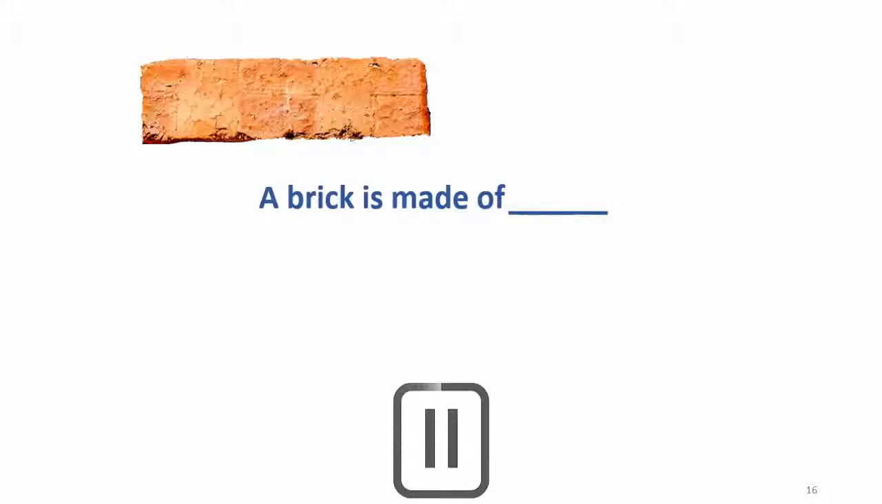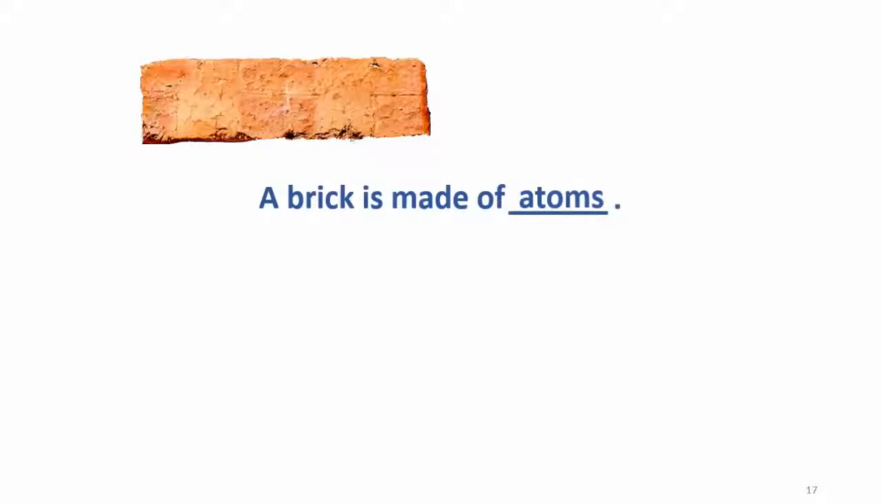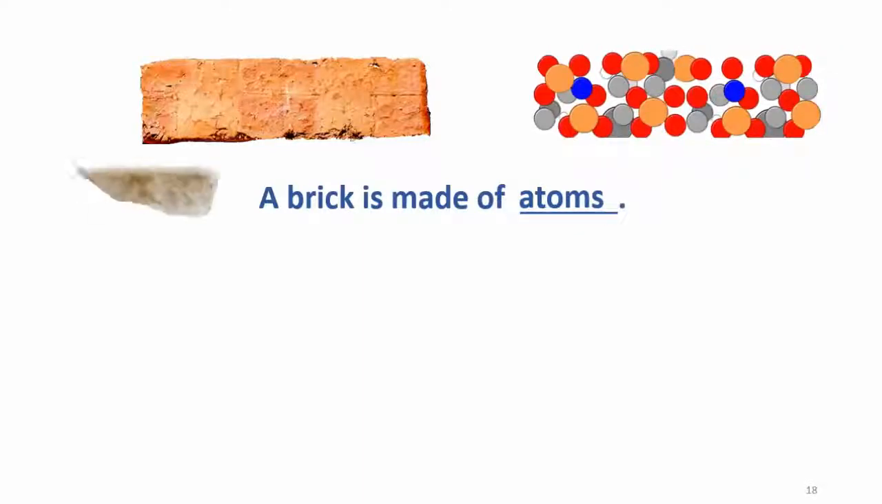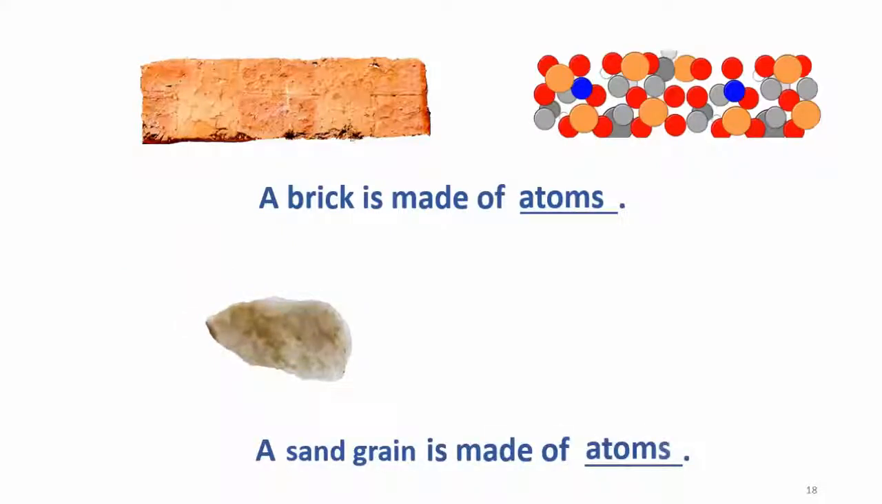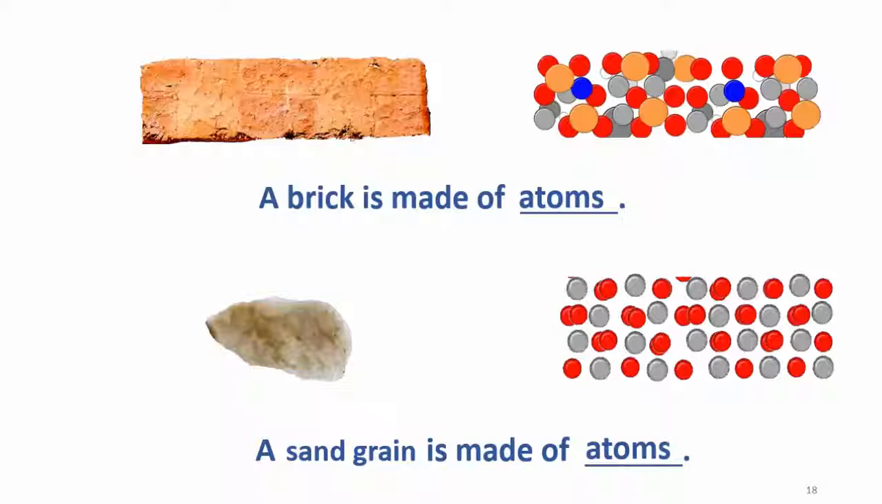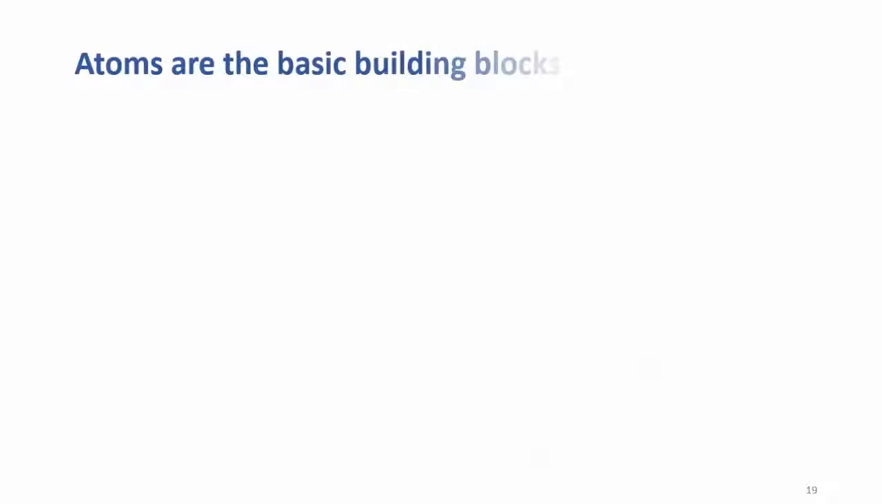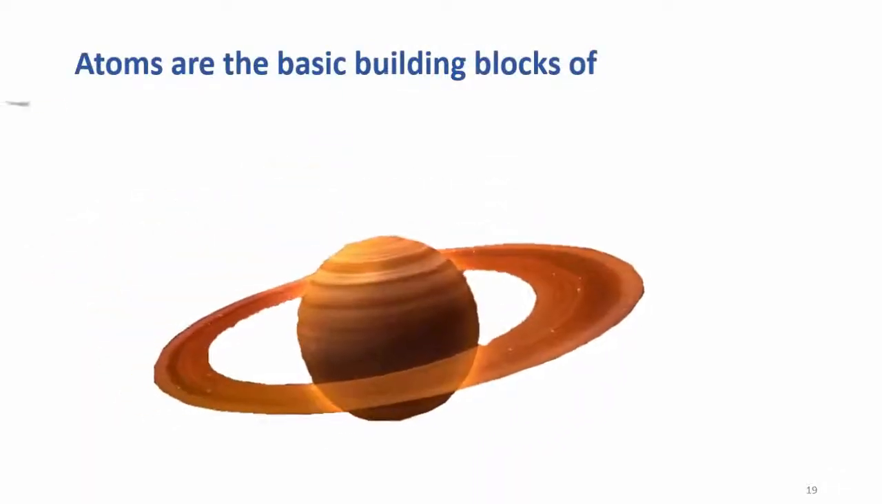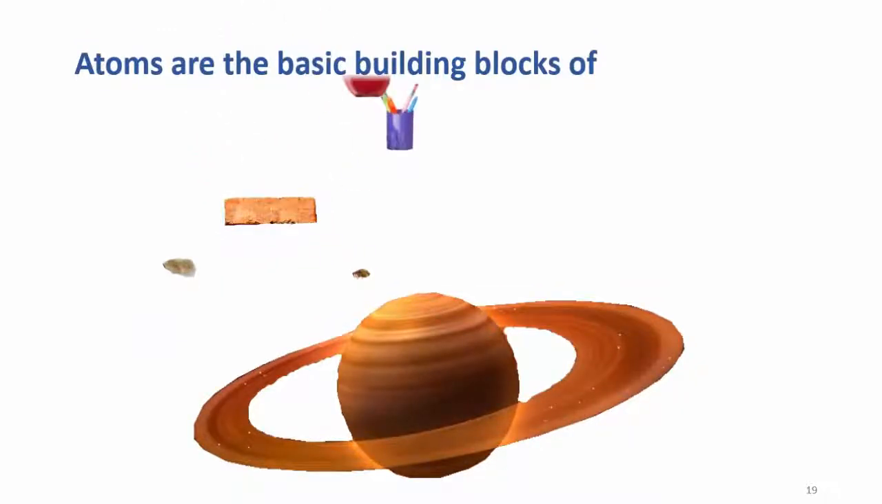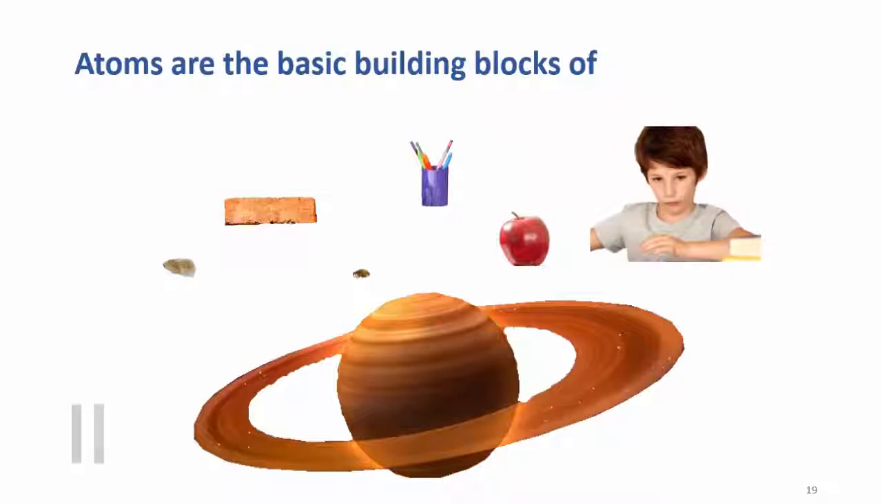So just like a sand grain, a brick is made of atoms. And a sand grain is made of atoms. So atoms are the basic building blocks of both a brick and a sand grain. In fact, atoms are the basic building blocks of everything.